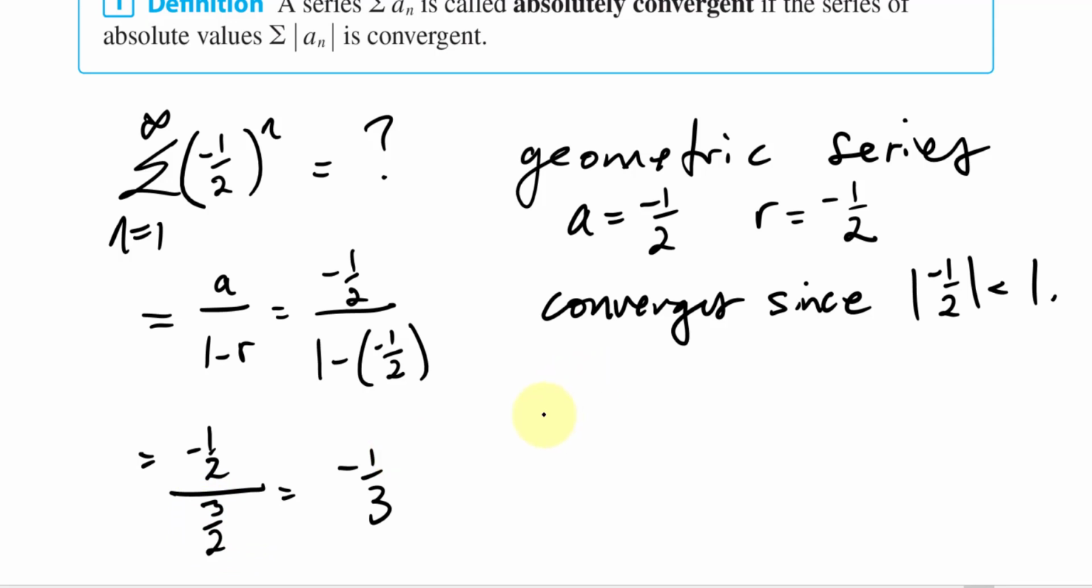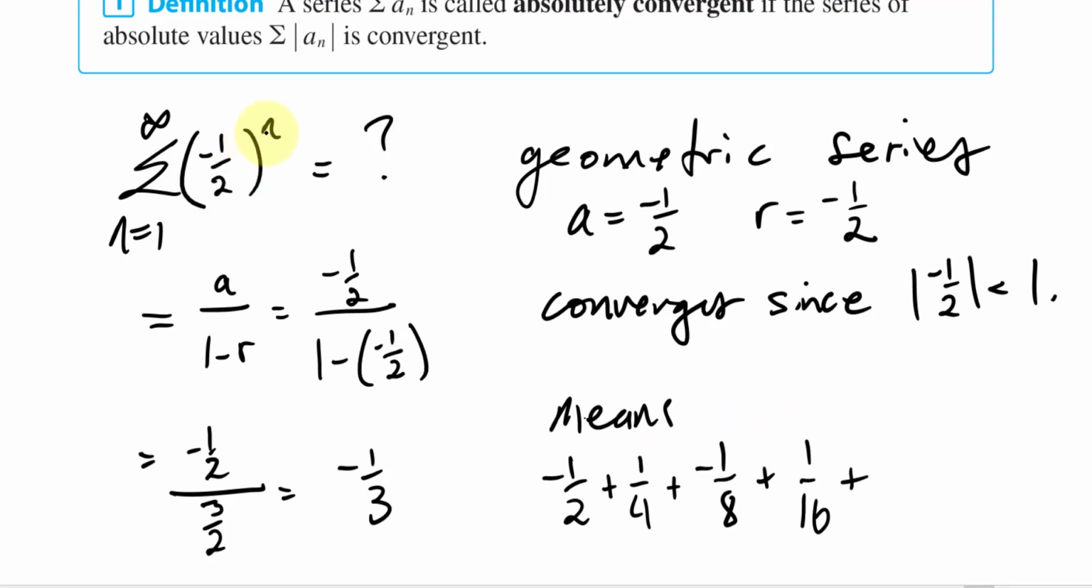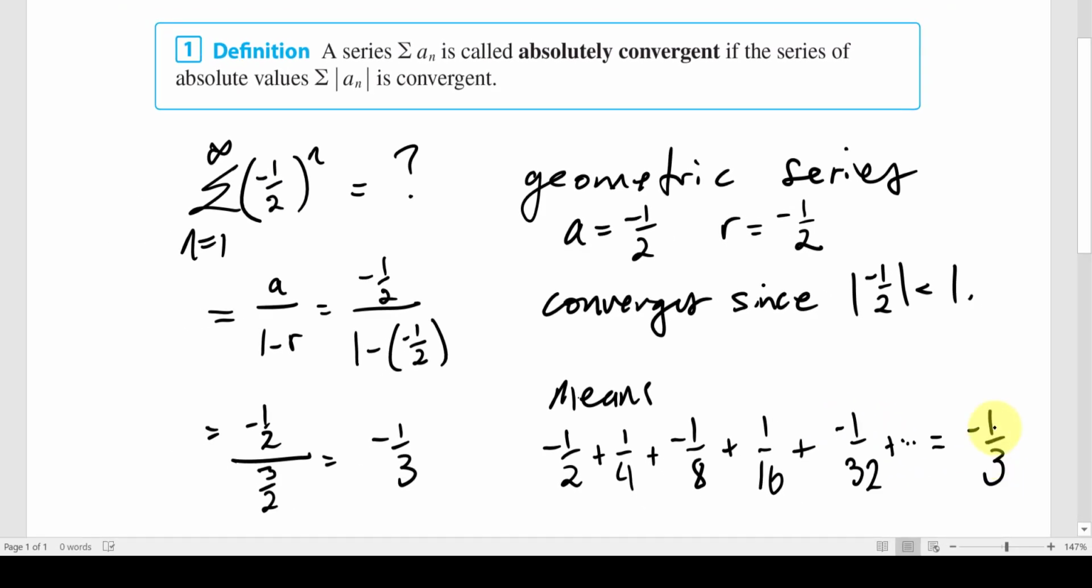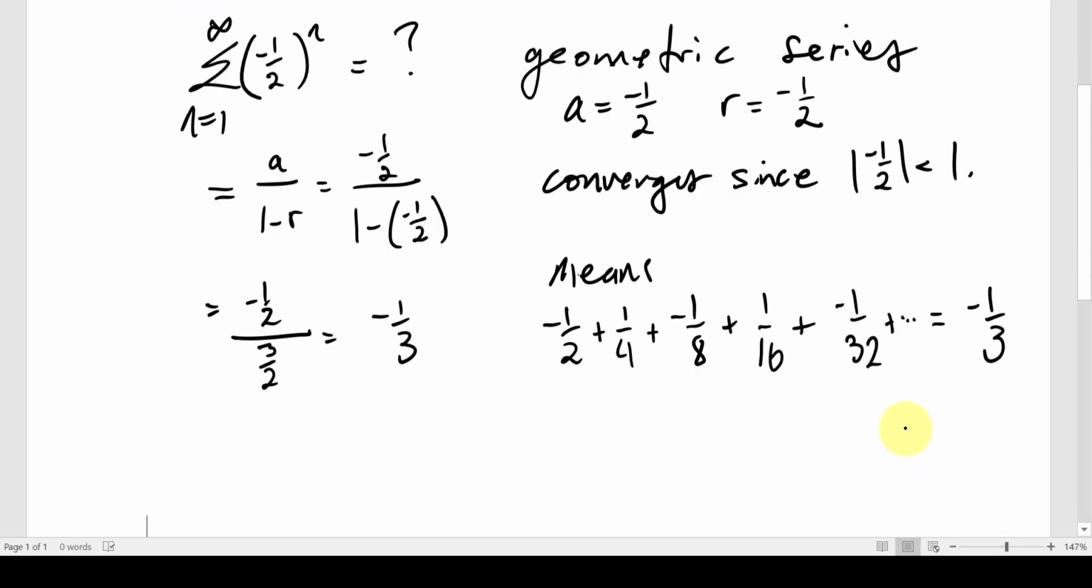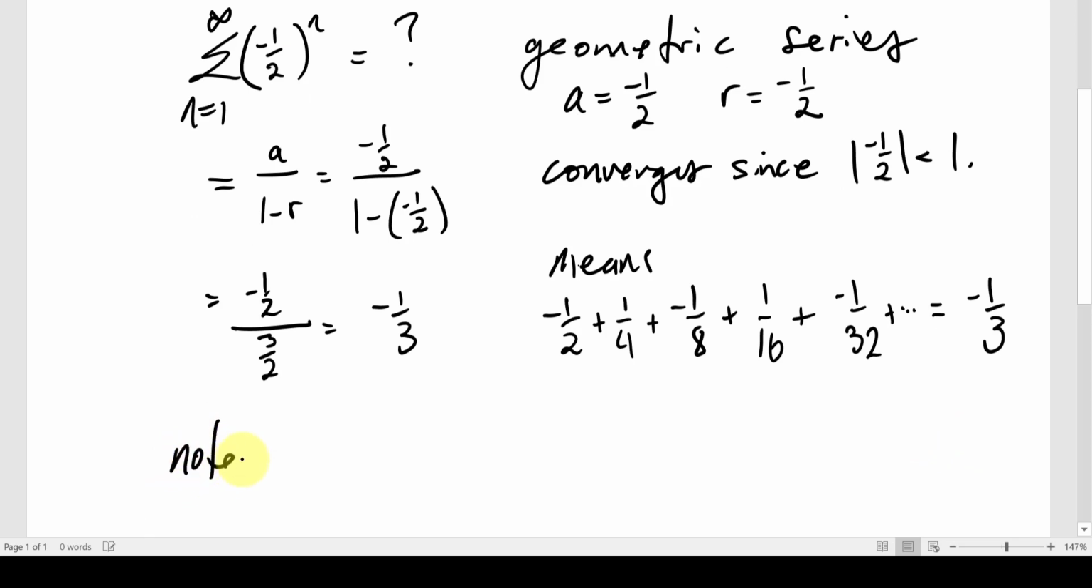That's interesting, right? So you have negative 1/2 plus, when I plug in 2, the next term is 1/4. When you plug in 3, 4, 5, it adds up to negative 1/3. Interesting, right? I want to just make a note here. I might be wondering about this. It's not only this way that we could write it. I could also write it this way.